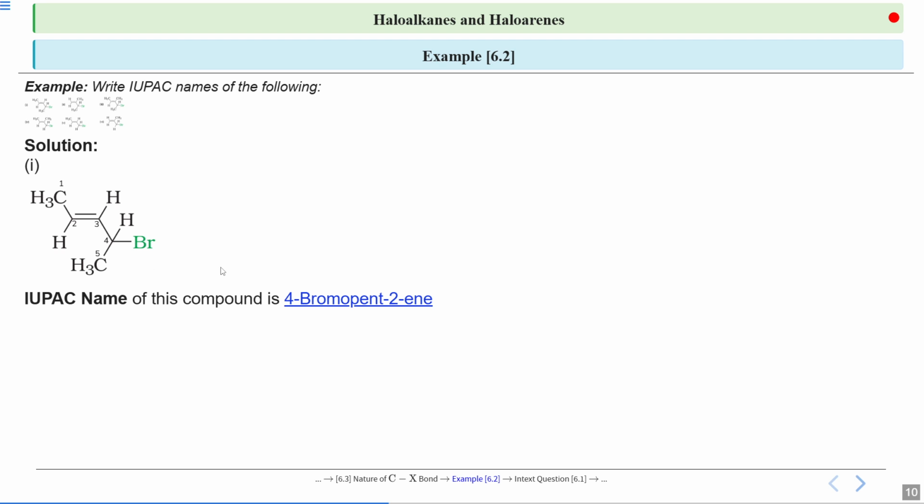So this compound has the name 4-bromo pent, because we have 5 carbons, 2 because at the 2nd position we have a double bond, ene, okay? Ene is the representation for alkene, and alkenes are unsaturated hydrocarbons, because a double bond makes alkenes, okay? So the IUPAC name of this compound will be 4-bromo pent 2-ene.